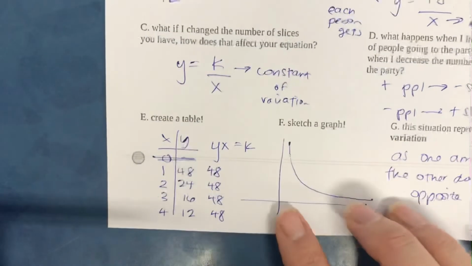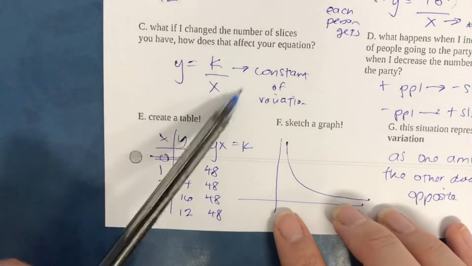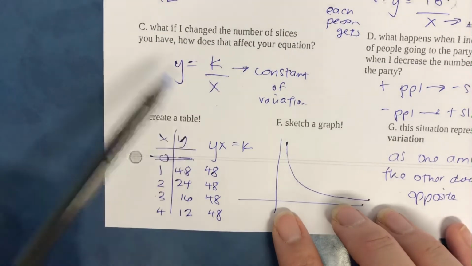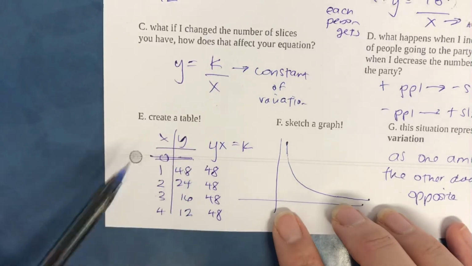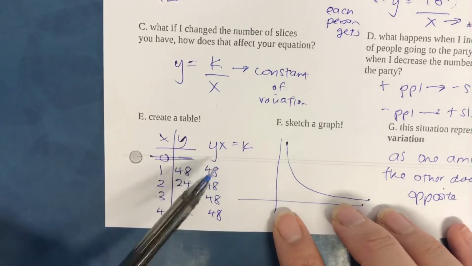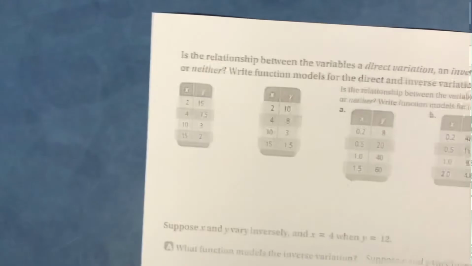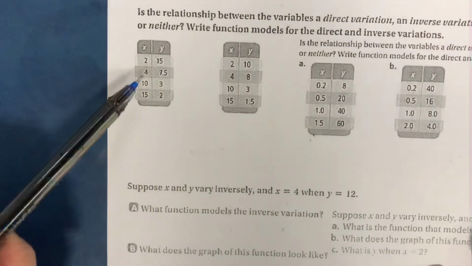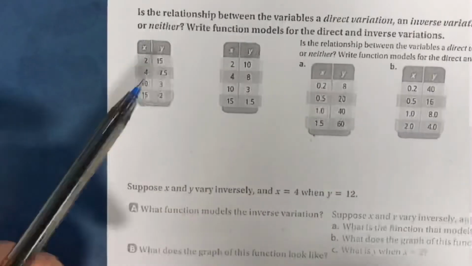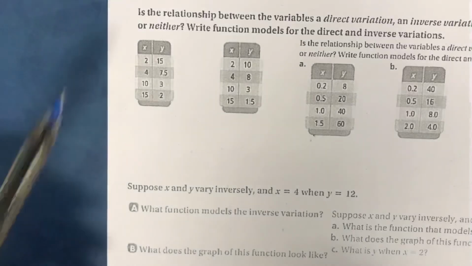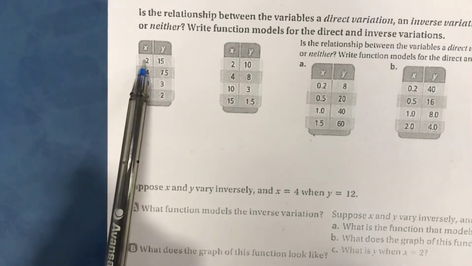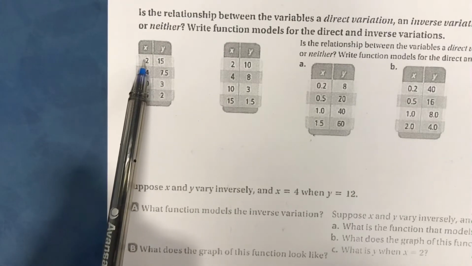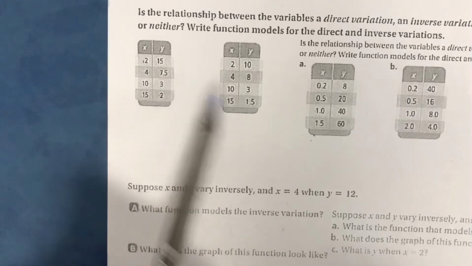If you ever forget what to do, just think back to the general form of the equation and solve for k, and then do that in your table. In this case, multiplying x and y. So let's look at that here. I basically want to decide, is it inverse or direct? Either I'll divide y and x and see do I get the same thing, or will I multiply y and x and get the same thing?